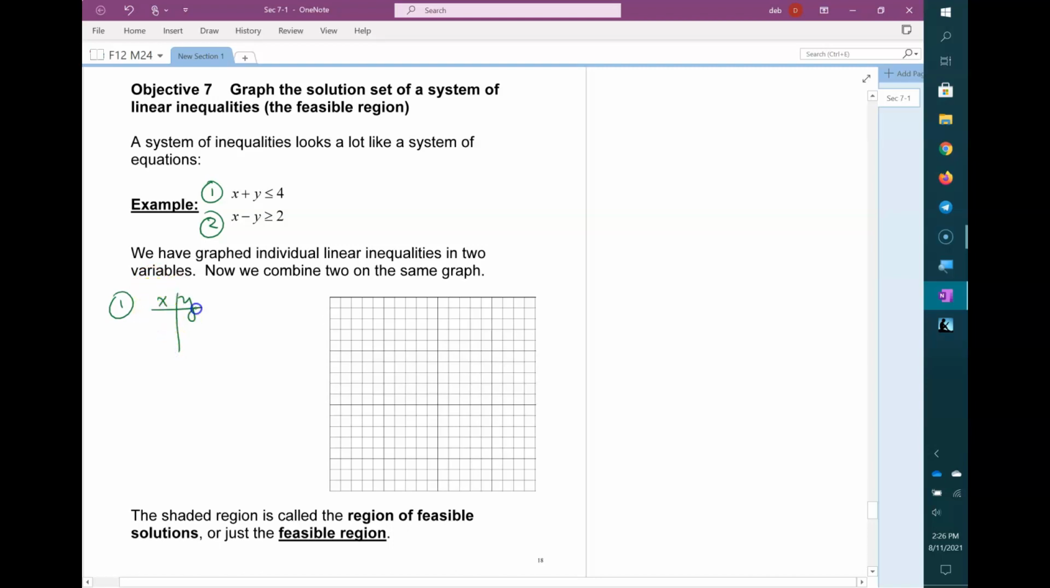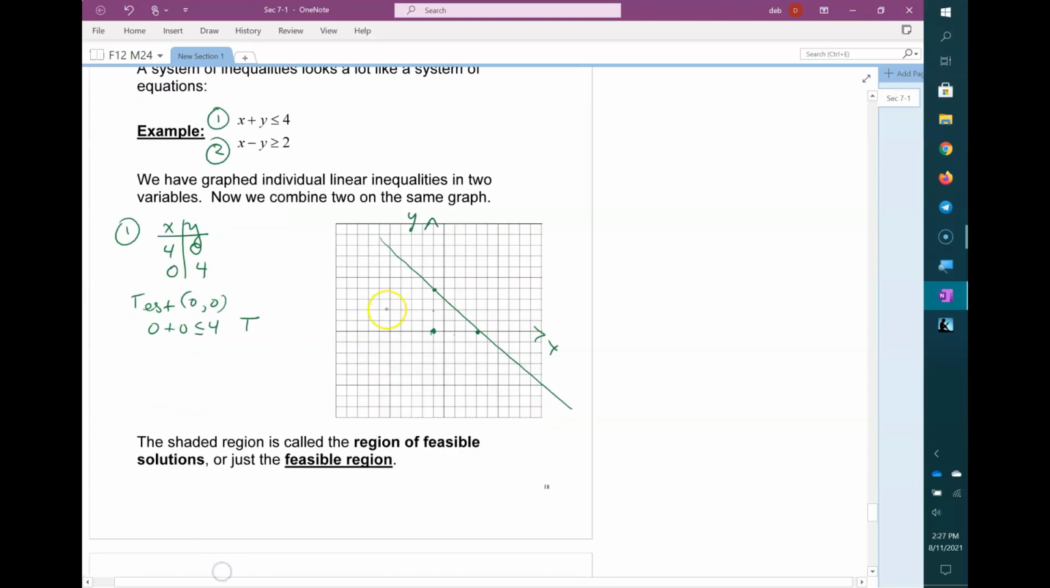So I would use the intercept method here again. I would say when y is 0, x is 4, and when x is 0, y is 4. So here's my origin. So I would say I have 4, 0, and 0, 4. So there's my line. And then I'm going to test 0, 0, and I get true. So that means I want to shade toward 0, 0.